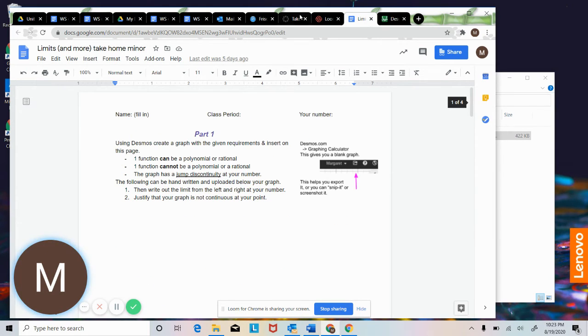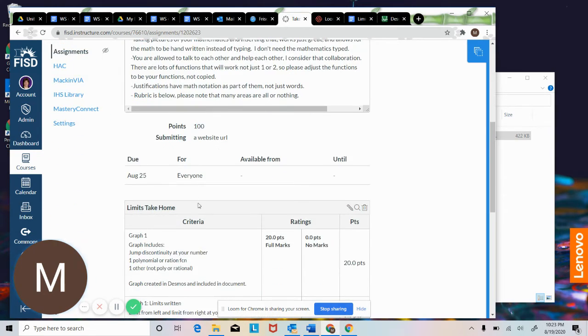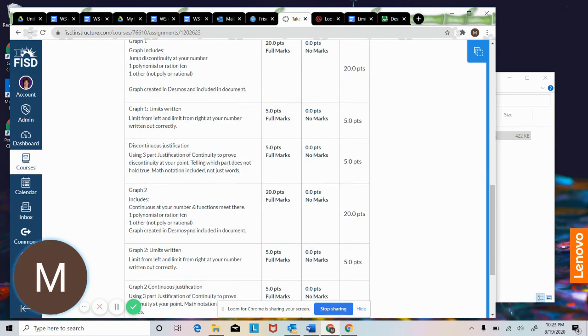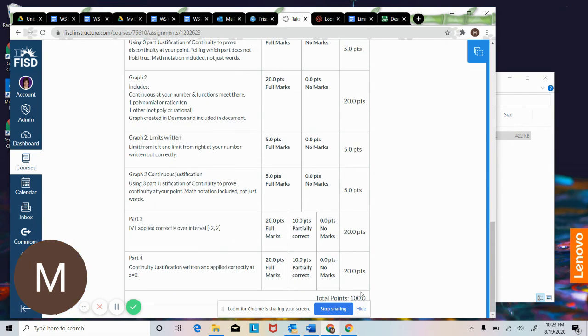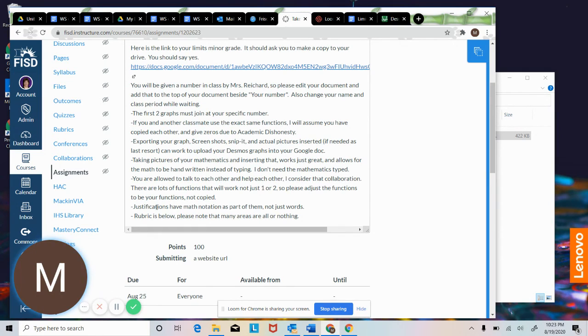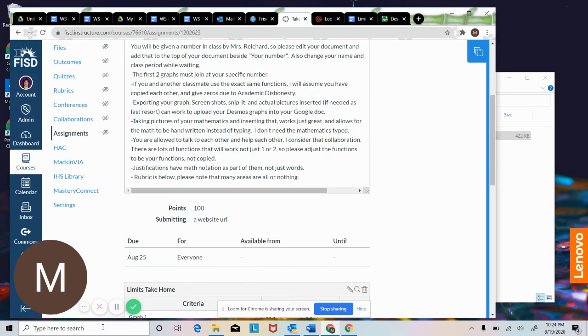There is a rubric, so let me jump back real fast. There's some steps here, and there is a rubric. Graph 1, discontinuous, and then graph 2, and then part 3. And it tells you the whole total points is 100. So that is your rubric. Please make sure you look through that. I have a few extra boxes that you won't have, but it goes through some helpful hints. So there you go.